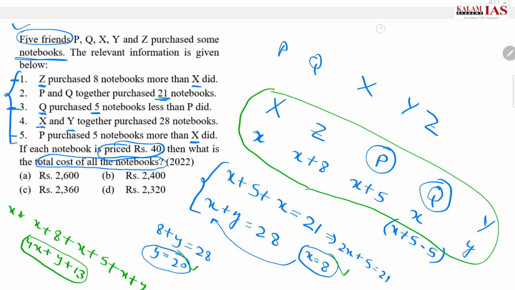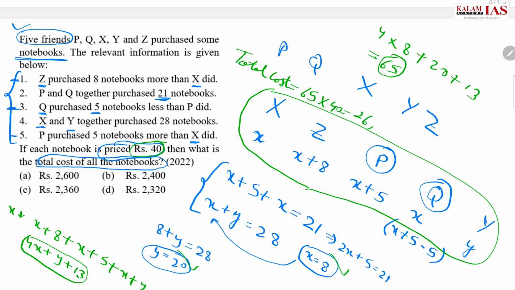So 4X, that means 4 into 8, plus Y, the value of Y is 20, plus 13. So the total number of notebooks bought is 32 plus 20, that is 52, 62 and 65. So the total number of notebooks bought is 65. If each notebook is priced at rupees 40, the total cost will be 65 into 40, that means 2600. So this is the total cost, that is option A.